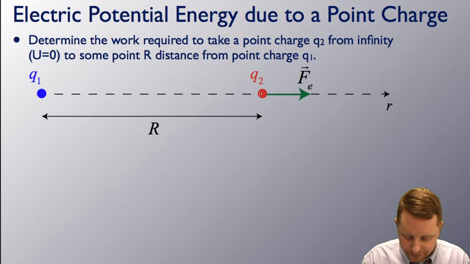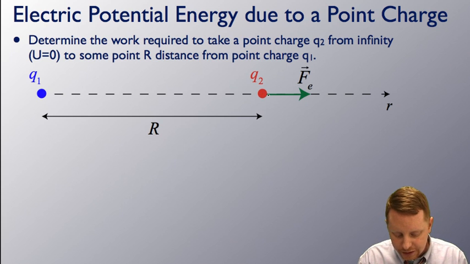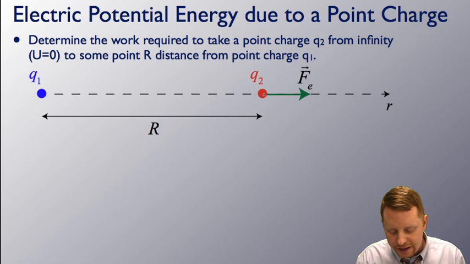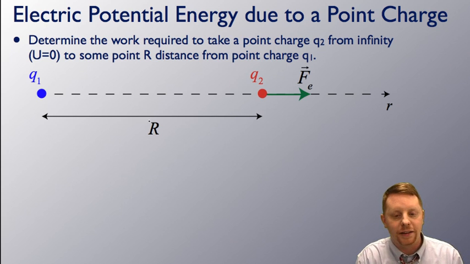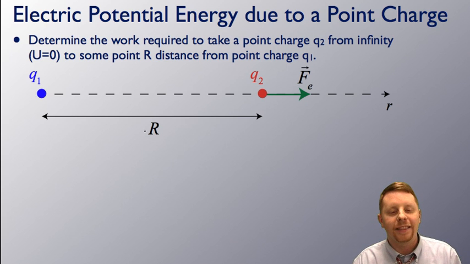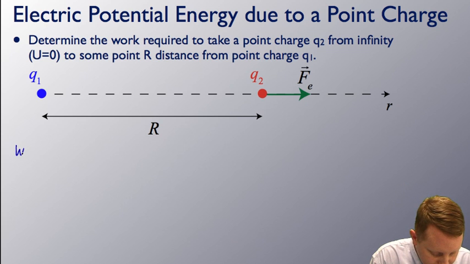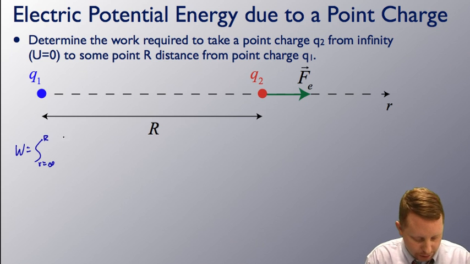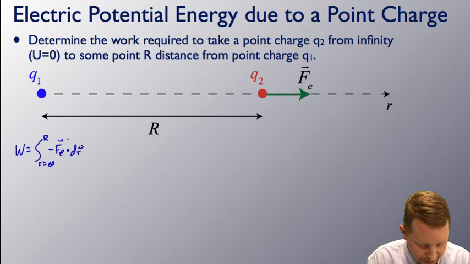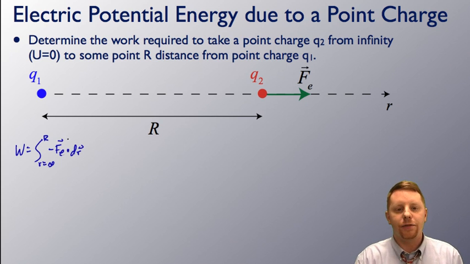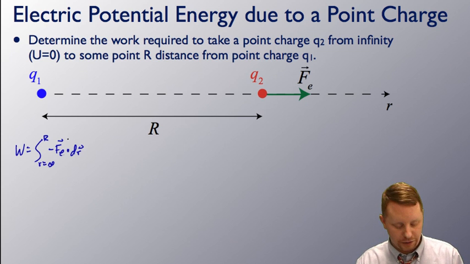So here's Q1, here's Q2. The electric force, assuming Q1 and Q2 are positive, is in the opposite direction of the displacement of Q2 as we move it closer and closer to Q1 until it's some distance capital R away. Let's find the work done in bringing that charge to that point. So work is going to be the integral from our variable r starting at infinity up until it gets to capital R of minus the electric force dotted with dr. Why negative? Well, the electric force and the displacement are in opposite directions.